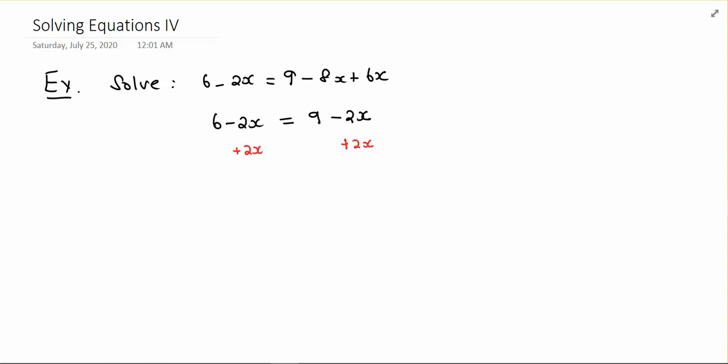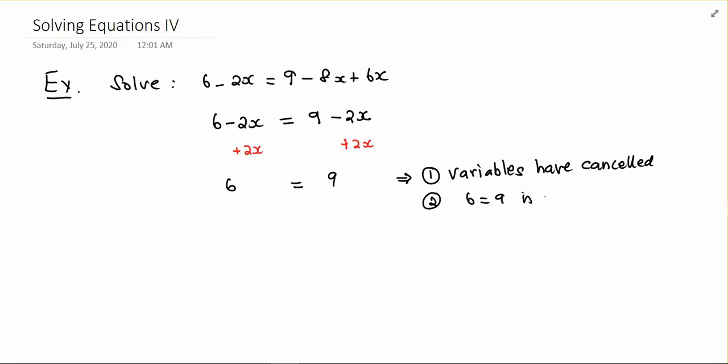Right? And so when I do that, something very, very bizarre happens. And many students don't like this situation. They think they've done something wrong, and you haven't. If you've done the math right, this is what the problem ends up being. Well, first of all, these two things, right? One, variables have cancelled out. And two, 6 equals 9 is not true. Okay, it's a false statement.